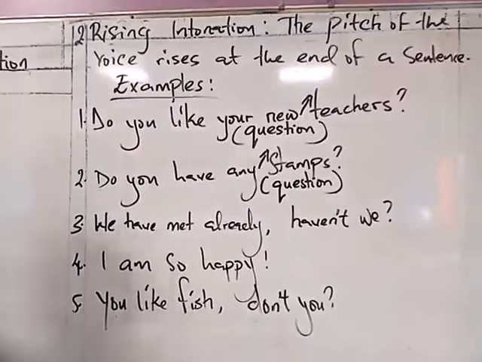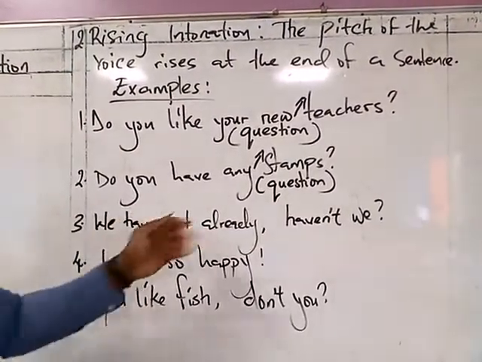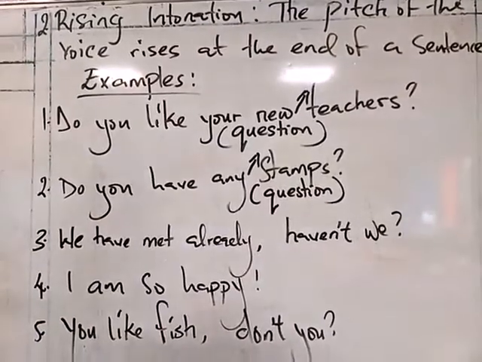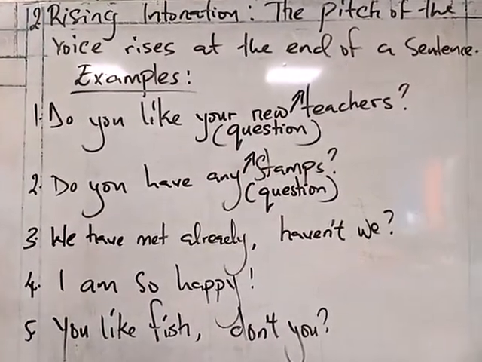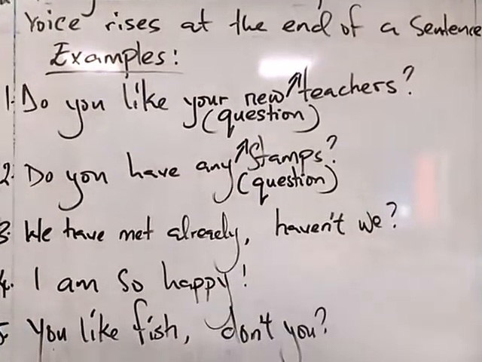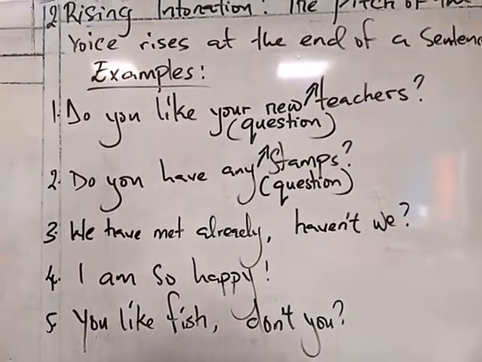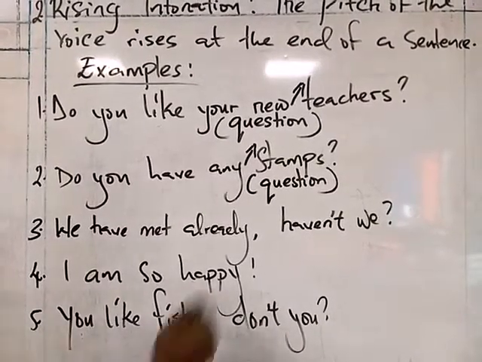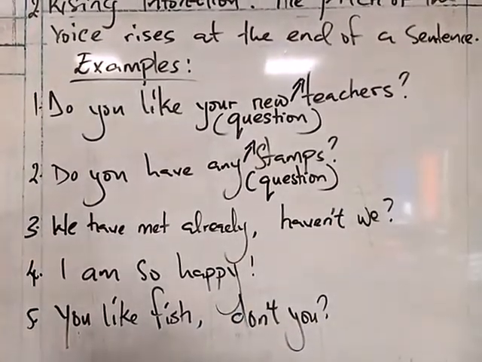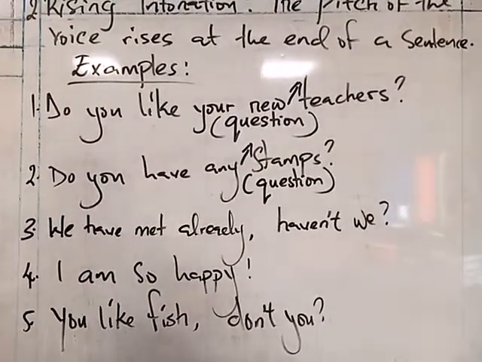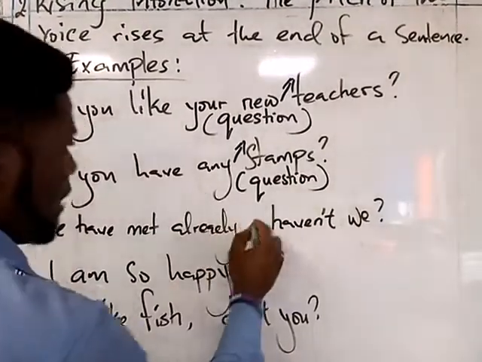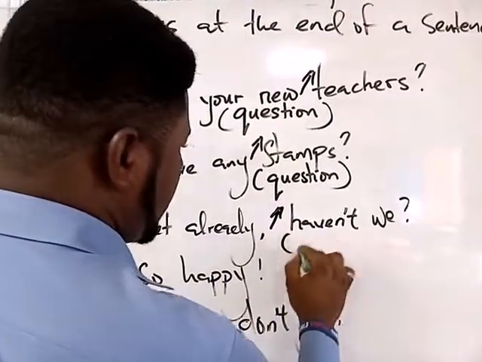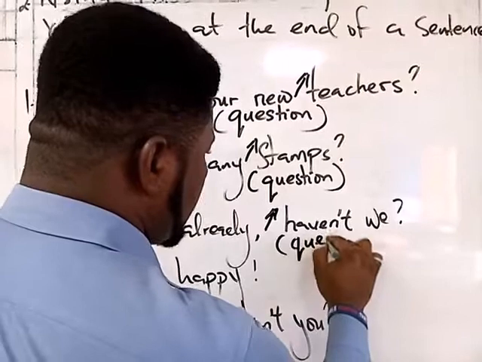3. We have met already. Haven't we? Now, this particular part of the sentence, we classify it under what? Question tag. Haven't we has a higher pitch than the rest of the sentence. This is classified under question tag.